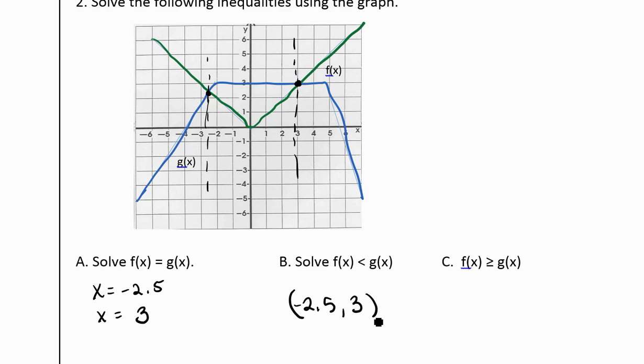Now, talking about where f of x is greater than or equal to g of x, well, we're saying where is f of x, the green line, above the blue line? Well, assuming these go on in both directions, we would go from negative infinity up to their intersection point, negative 2.5, and since it's greater than or equal to, we'll use a bracket, and then also from 3 on to infinity. So that's how you can use the graph to talk about inequalities.